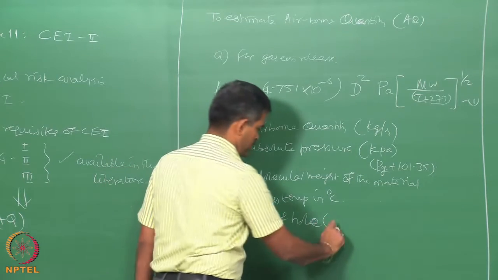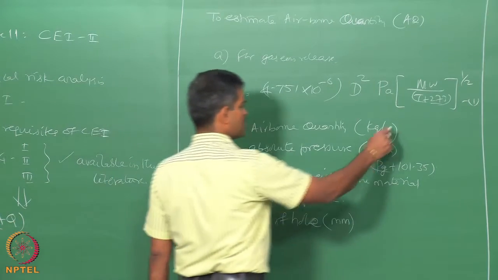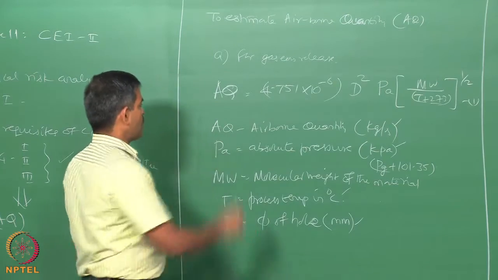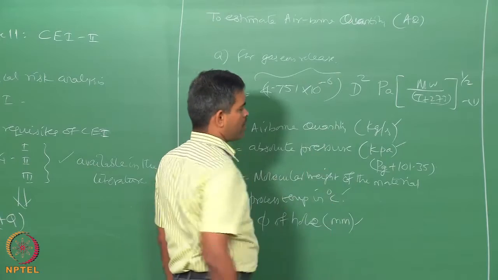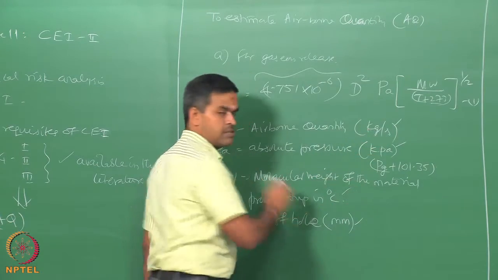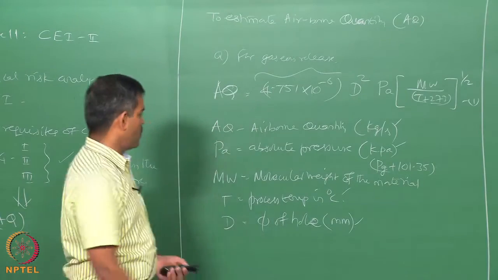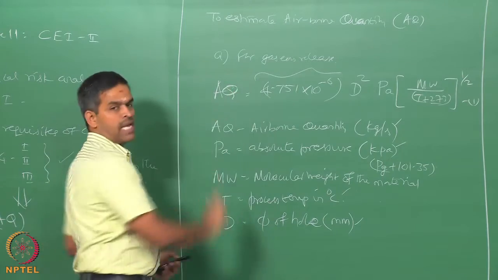in millimeters. Friends, it is important that we maintain the same units to compute the airborne quantity, because there is an empirical relationship where this constant is calculated depending upon the respective units in the given substitution. Okay. So, we compute AQ if we know all these input parameters. I can compute AQ if it is a gaseous release.